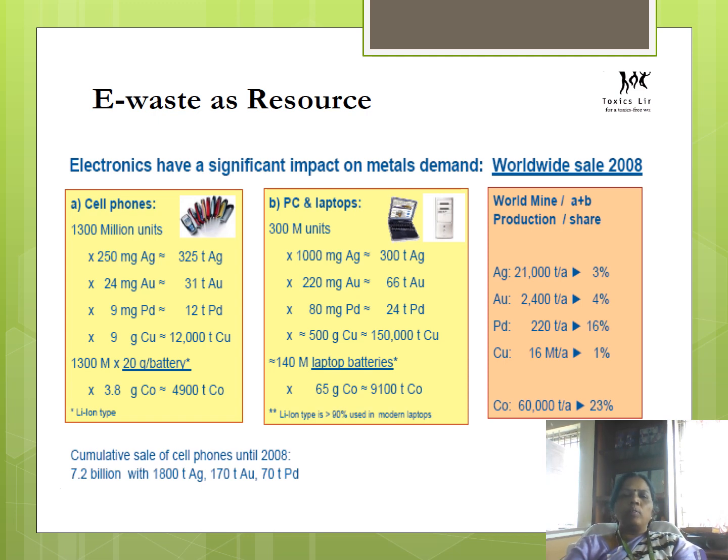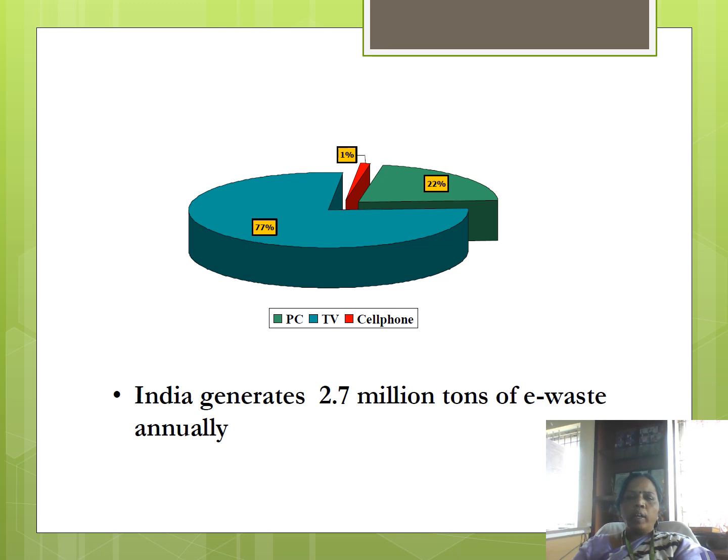So the minerals actually required by various countries for the production of cell phones, PCs and laptops are around 23% of cobalt, 1% of copper, 16% of lead, 3% of gold and 4% of silver. India generates around 2.7 million tons of e-waste annually.